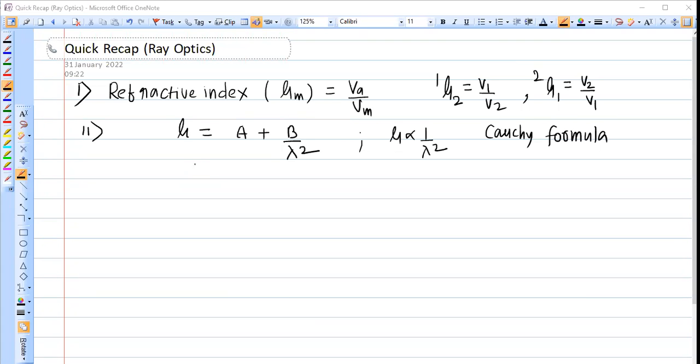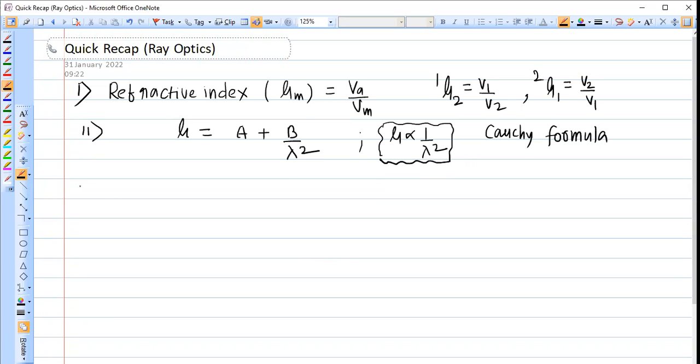Then we have this second formula you can see here, the relationship of refractive index with the wavelength. And wavelength is related with the color. So refractive index is equal to A plus B by lambda square. This formula is extended further, but mu is equal to A plus B by lambda square. This is known as Cauchy formula. Here you can see A and B are constants, and refractive index is inversely proportional to wavelength square. So this is the dependence of refractive index with respect to wavelength.